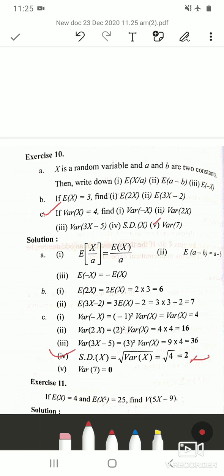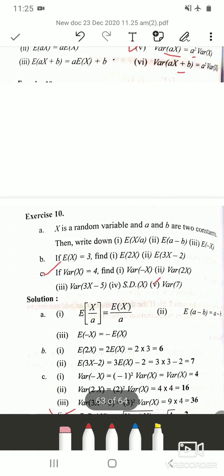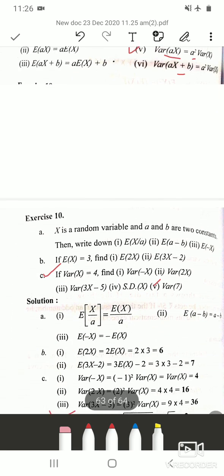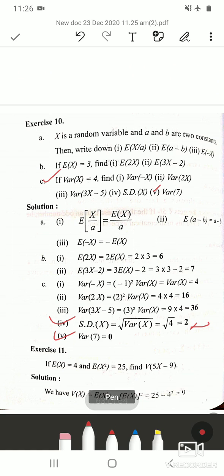And then they have given variance of 7. So variance of any constant is 0, using the fourth result, that is variance of a is 0. So in place of a we have 7, which is a constant. Therefore variance of 7 is 0.